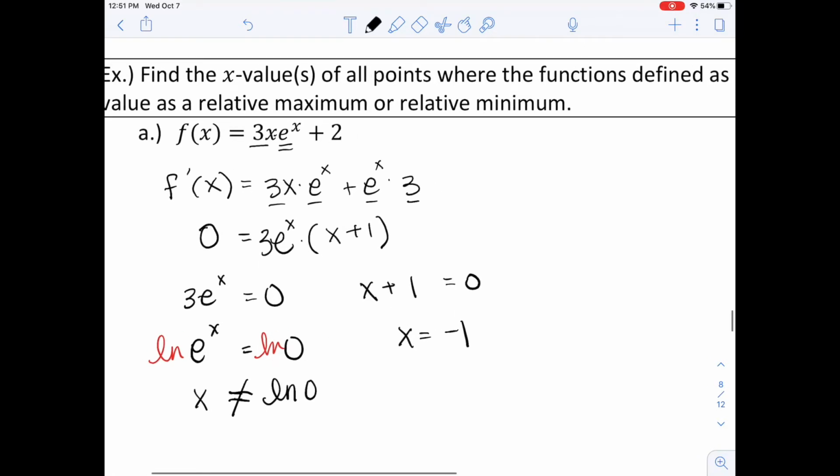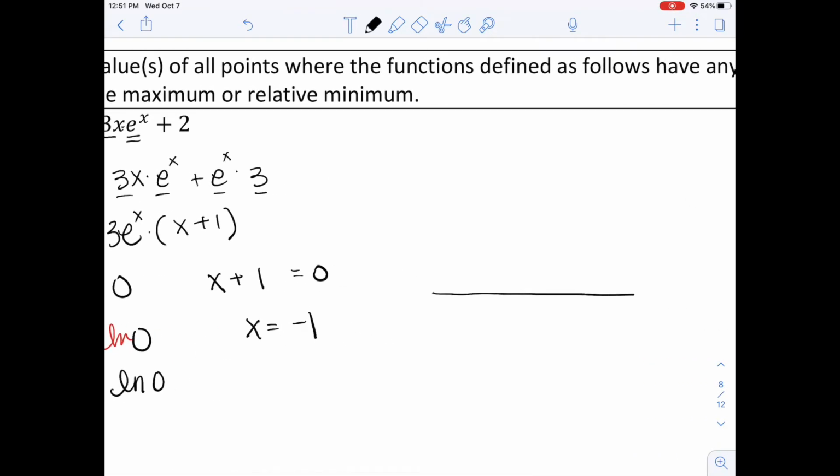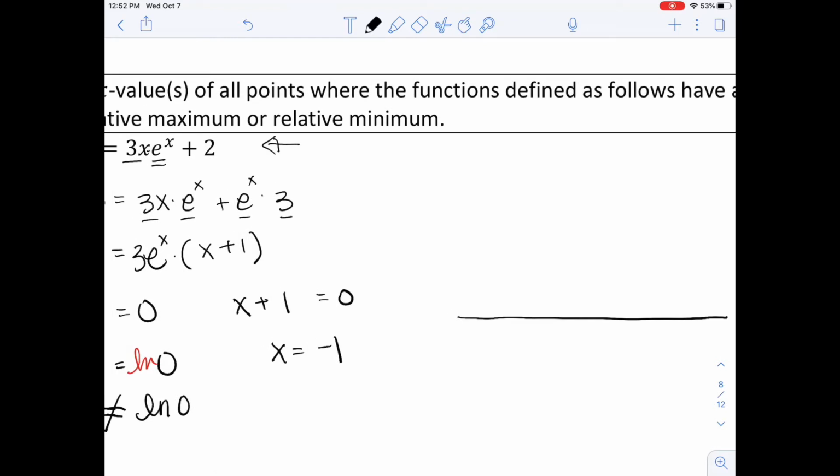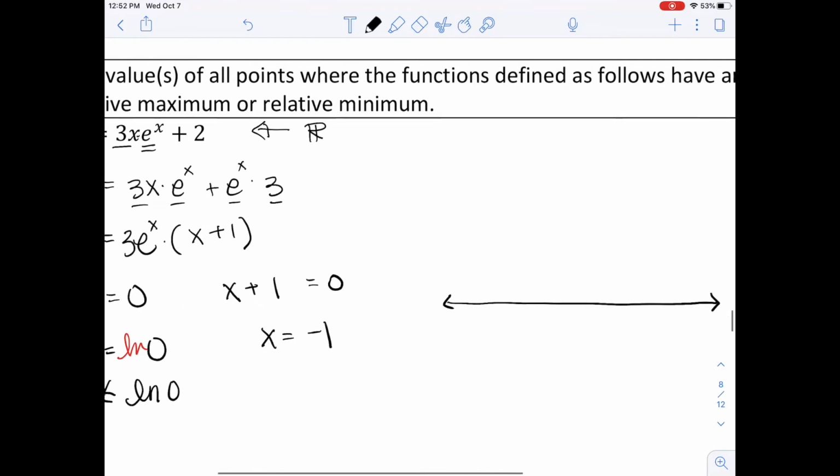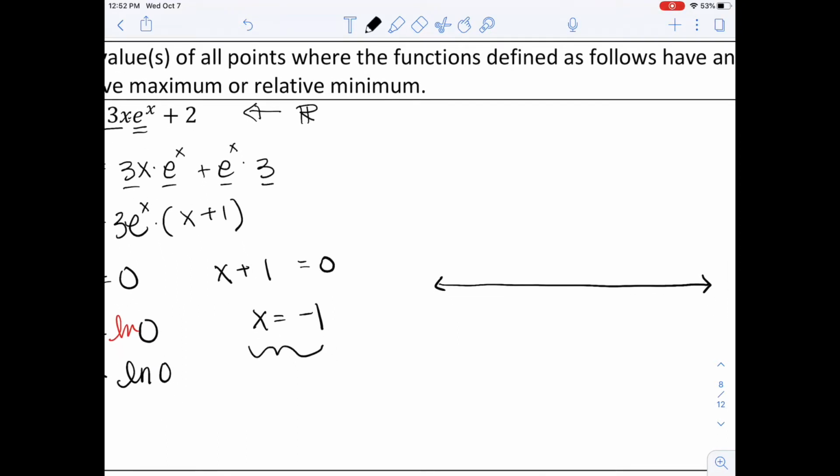In order to figure out what this is, I'm going to draw a number line. Our domain for the function that we were given up here is all real numbers. The reason why it's all real numbers is because an exponential is all real numbers, and also x is all real numbers, so multiplying those together, we still have all real numbers. The only value that we have here is x is equal to -1. So I'm going to go and put that on. I need to test something smaller than -1, and we'll just say -2. Something larger than -1, we'll say 0.